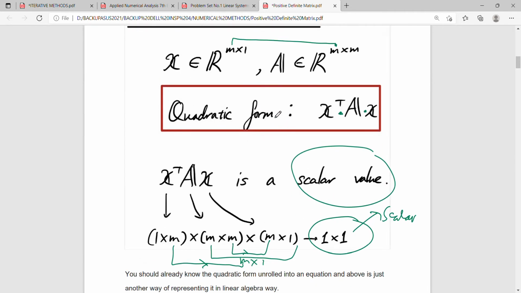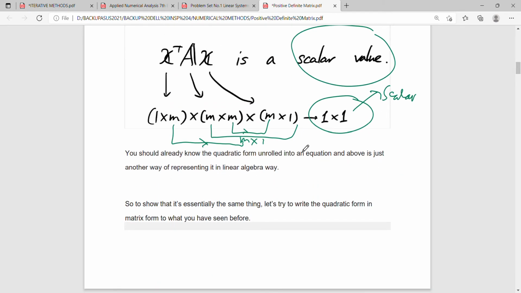It has nothing to do with a quadratic equation. The reason why this is called a quadratic form is because you are multiplying a vector, a matrix and the transpose of the vector all at once, and you will yield a scalar value here. So the description of being quadratic has nothing to do with a quadratic equation.